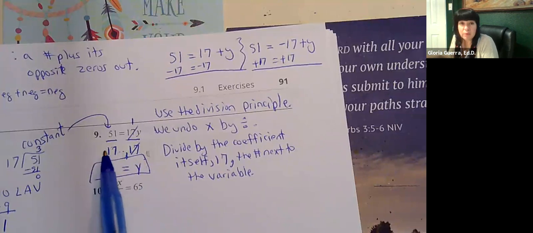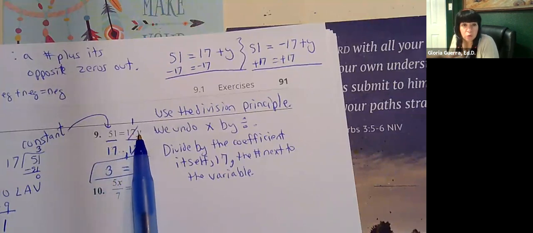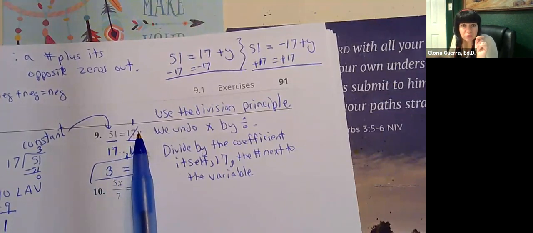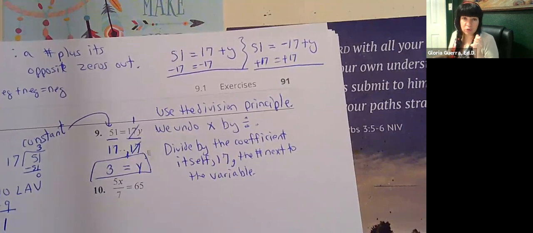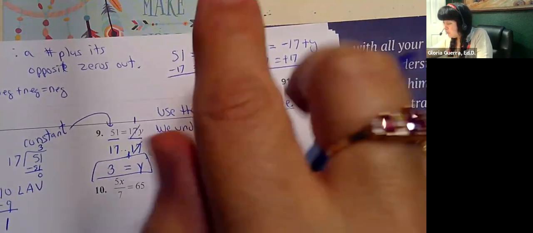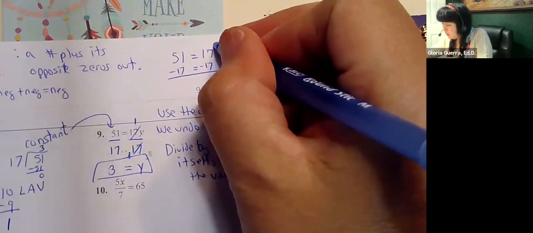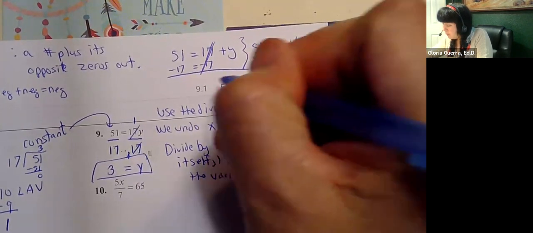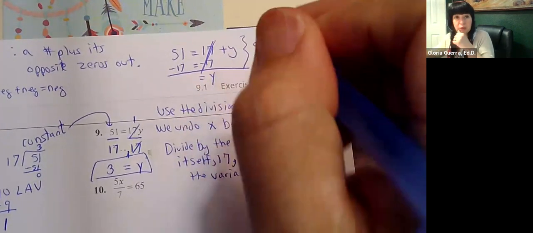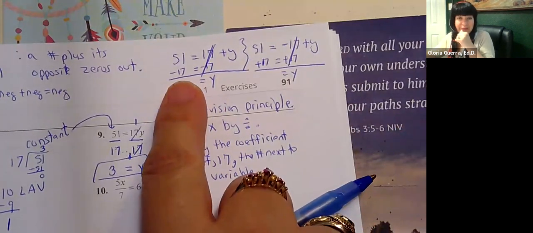That's different from number 9. See, there's no plus sign and there's no minus sign in between 17 and y. So that's times. So in math, you undo multiplication by division. Okay. But if you had something like this, the additive inverses fall out, equals y, and then you would solve these, okay?